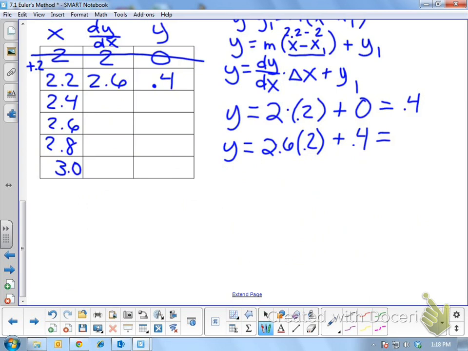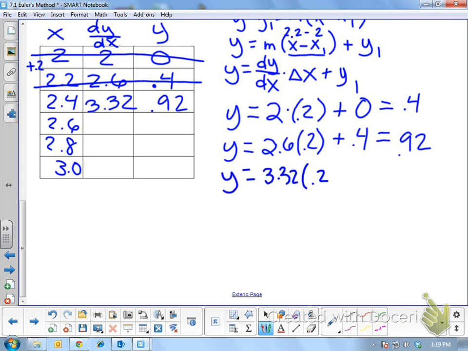What did you get, Josh? 0.92. So that's our new y value. And then we do it again. 2.4 plus 0.92 is 3.32. Again, after we're done with one complete row, it is not used anymore. You don't have to cross it out every time, just for emphasis, I've been crossing it out. So we do it again. Y is 3.32 times 0.2 plus 0.92.